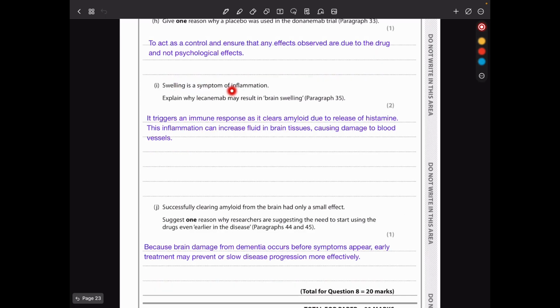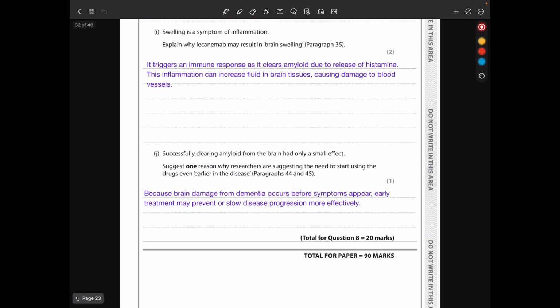Then swelling is a symptom of inflammation. Explain why lecanemab may result in brain swelling. It triggers an immune response as it clears amyloid due to release of histamine. This inflammatory response can increase fluid in the brain tissues, causing damage to blood vessels.